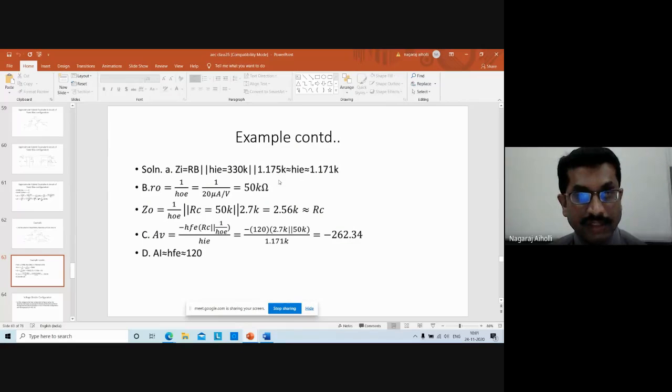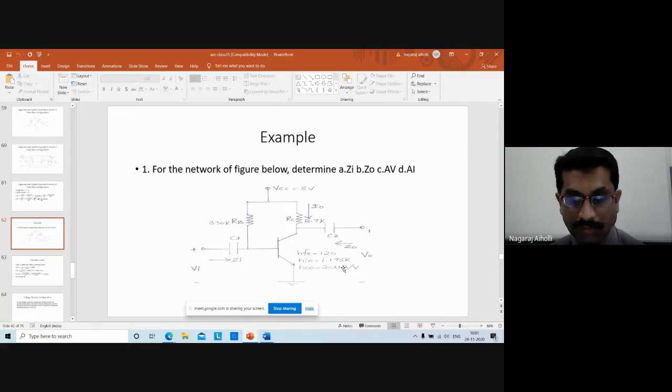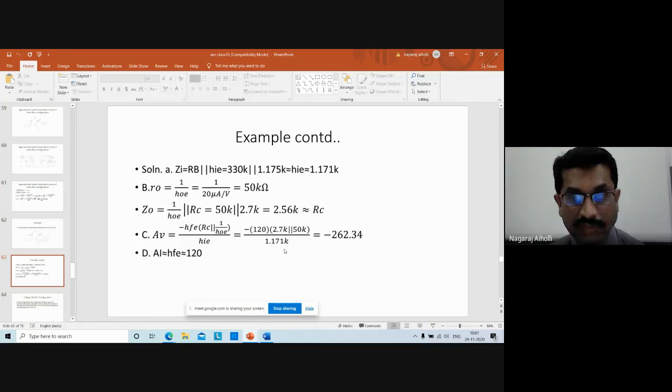Because HIE and all, they are the specified values given by the manufacturer: HIE, HOE, HFE. Now, according to our design, we are modifying and adjusting these values. Therefore, we have to take ZI approximately equal to HIE, approximately 1.171 kilo ohm. In the gain formula AV, we substitute 1.171 kilo ohm instead of 1.175 kilo ohms. They have given 1.175, but we have to take 1.171 kilo ohms.